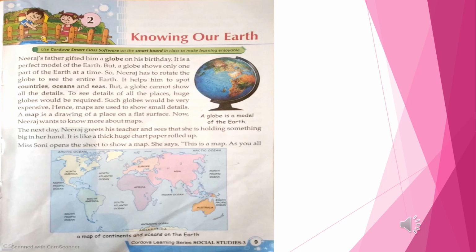Let's start reading. Neeraj's father gifted him a globe on his birthday. It is a perfect model of the earth, but a globe shows only one part of the earth at a time. So Neeraj has to rotate the globe to see the entire earth. It helps him to spot countries, oceans and seas. But a globe cannot show all the details. To see details of all the places, a globe of each place would be required. Such globes would be very expensive.